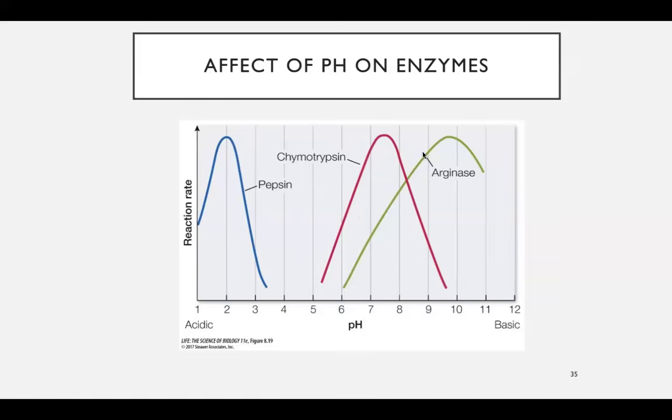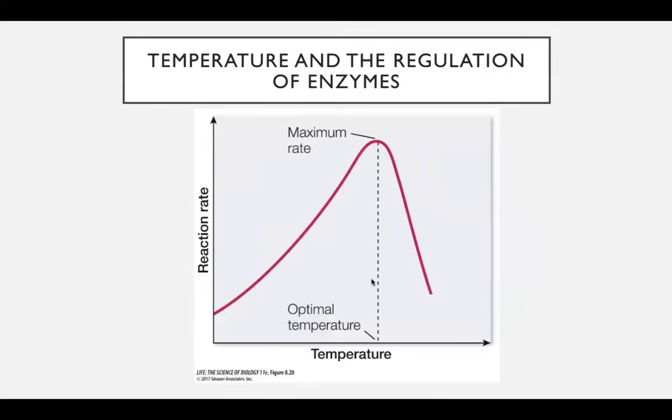However, chymotrypsin works better at a normal pH of around 7. Arginase works better at a basic pH. So enzymes work best at different pHs. And as you can see here, the reaction rates decrease significantly just by an increase of 1 to 2 pHs.